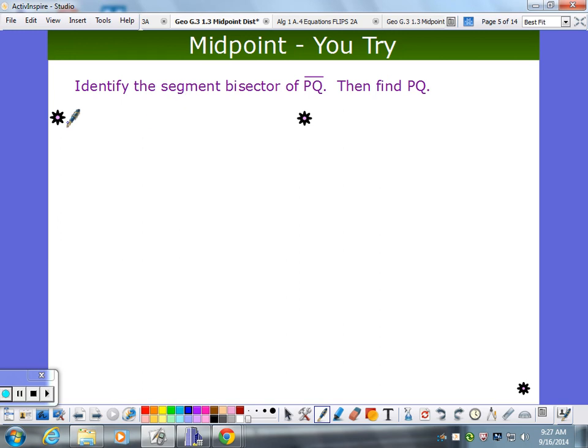All right, so I think I've got some new tries here. Identify the segment bisector of PQ. And all I mean by that is, what's the segment bisector of this first one? What's cutting it in half? Who knows?